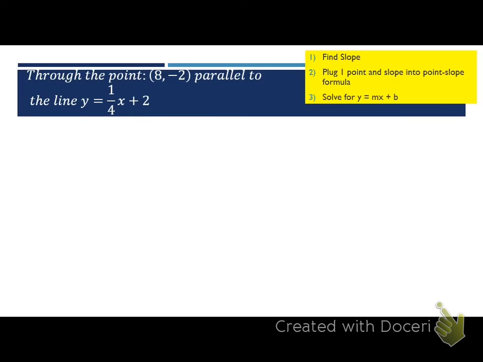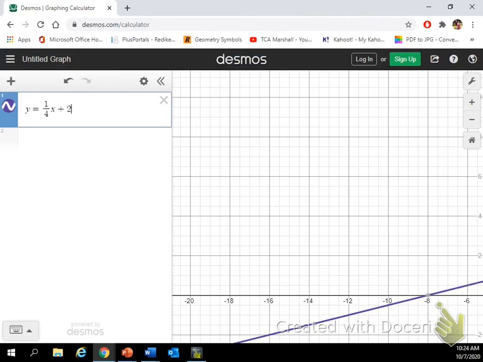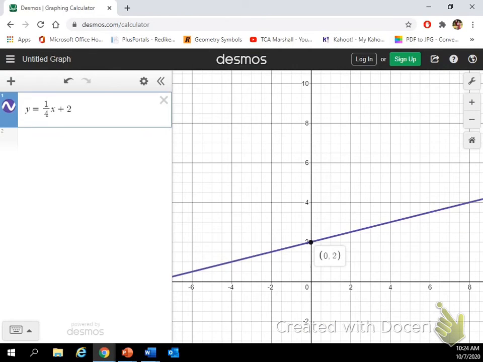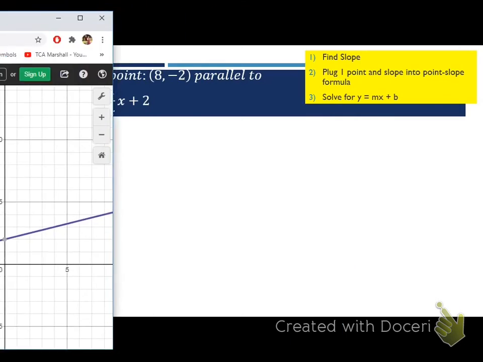It says through the point 8, negative 2, and parallel to the line y equals 1/4 x plus 2. The first step is to find the slope. Basically what happens is we have a line, right? And this line is y equals 1/4 x plus 2. We want to find a line that is parallel to it. Okay, it's not going to be this exact line.